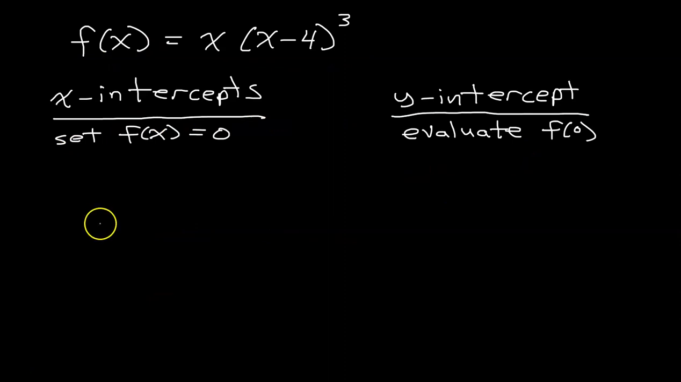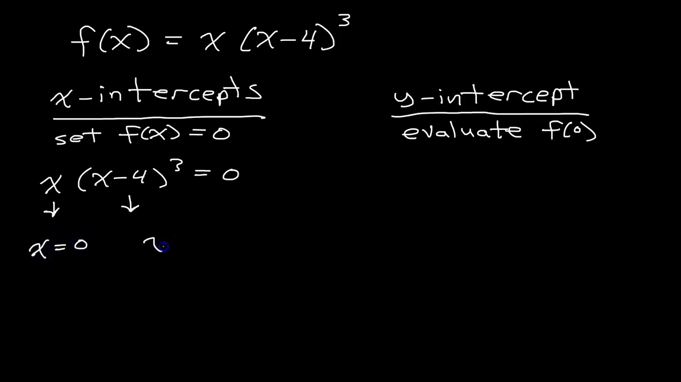The last step before graphing is to find the x-intercepts and the y-intercept. We find the x-intercepts by setting the original function equal to 0. So if I set x times (x minus 4) to the third power equal to 0, I can just use the zero product property immediately to get x equals 0 and x equals 4, which means that we have two x-intercepts, 0, 0, and 4, 0.